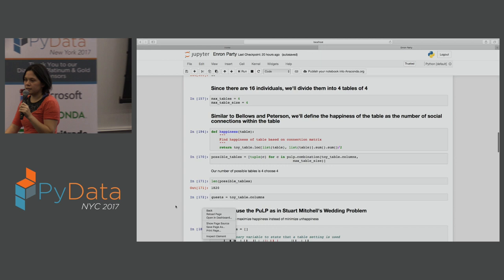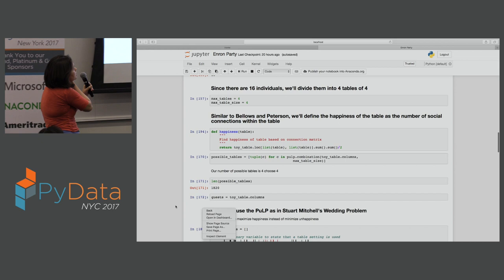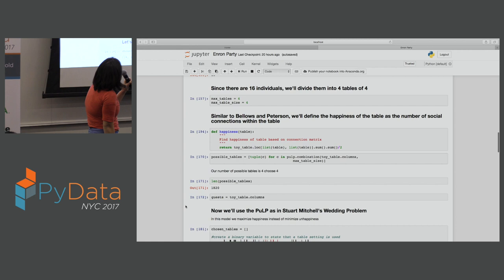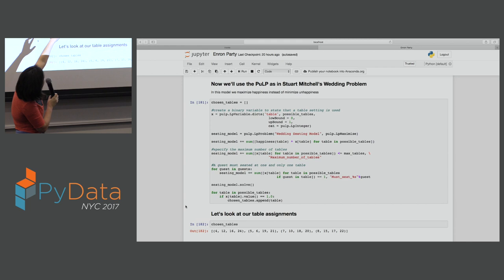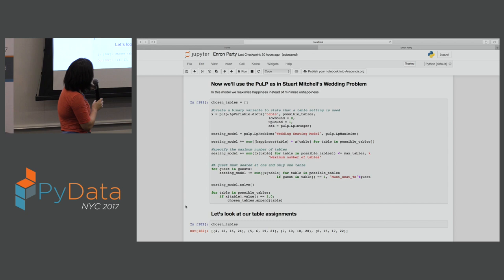And then I'm defining the guests as the IDs. And then I've picked the simpler of the optimization problems in these two by using Stuart Mitchell's. So I want to maximize the happiness quotient, as the seating model defines. And if a table ends up being used in this optimization, we mark it as one as opposed to zero. We're specifying that the maximum number of tables was four, and we want to make sure that each guest is seated at one and only one table.